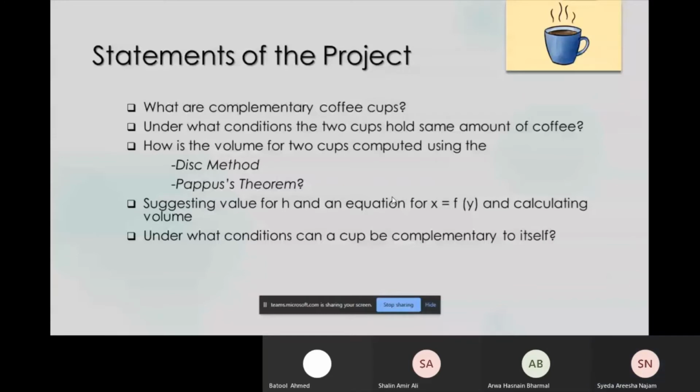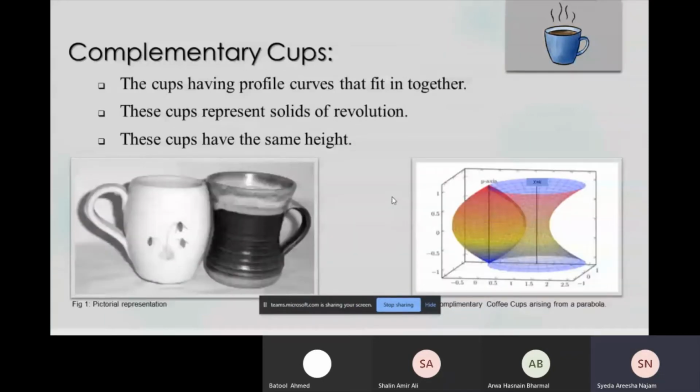Initially, we need to understand what we basically mean by complementary coffee cups. Such cups have specific profile curves that fit into one another, fit together, and are considered complementary coffee cups. These cups represent solids of revolution and are of the same height. In the pictorial and graphical representation shown below, we can see that the white cup has its middle part extended outwards, and the other black cup has its middle part shrunk inward.